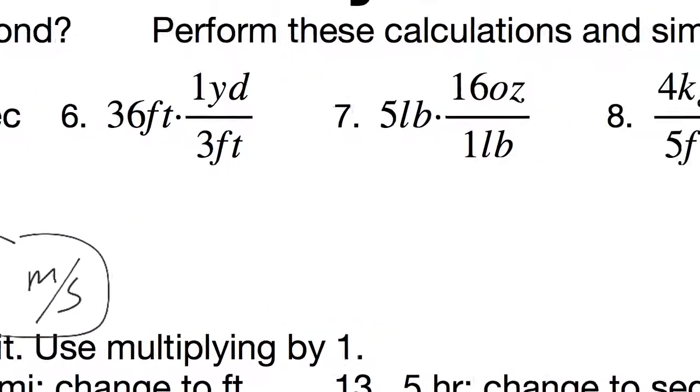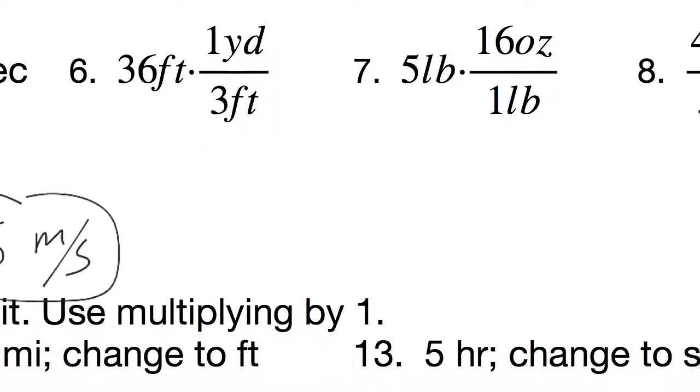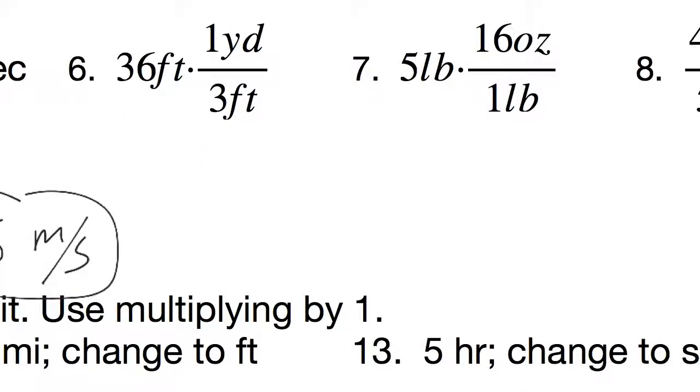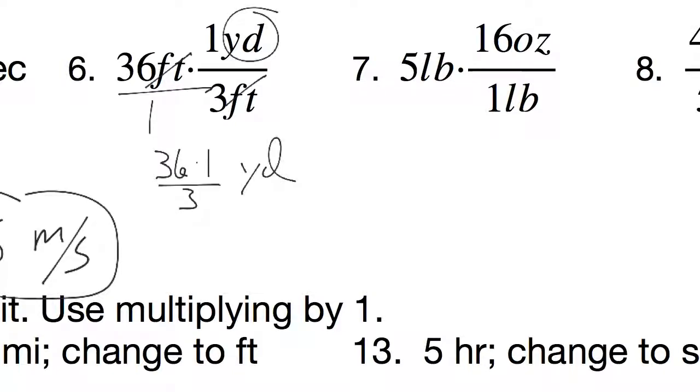All right, perform these calculations and simplify. So check this out. Just like this were a fraction here, you can cancel out feet. So that means you have 36 times 1 over 3. What are we left with? Yards. Simplify that down, you get 12 yards. That's how you handle dimensional symbols. That's how you change them from feet to yards.